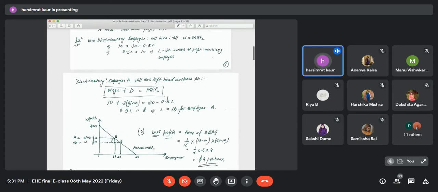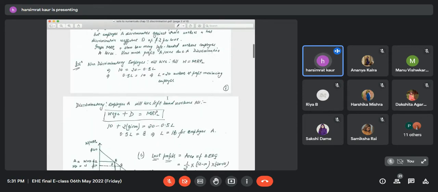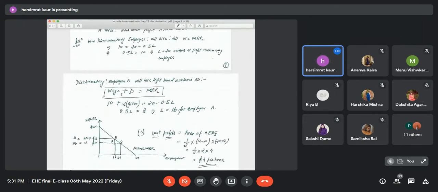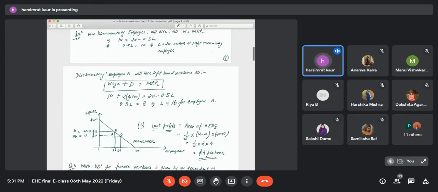Now what about a discriminatory employer who has this discrimination of $2 per hour? The employer will hire left-hand workers till wage plus D equals the MRPL. So it becomes 10 plus 2 equal to 20 minus 0.5L, so L becomes equal to 16 for the employer.